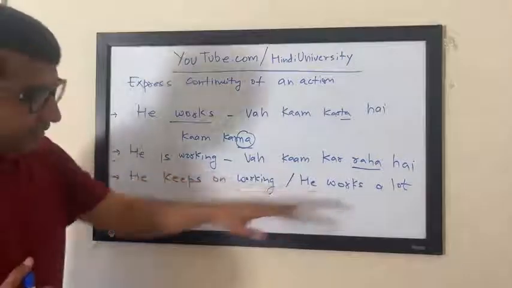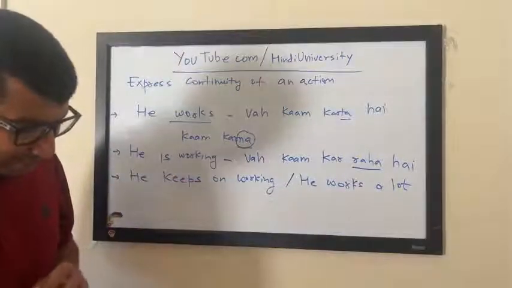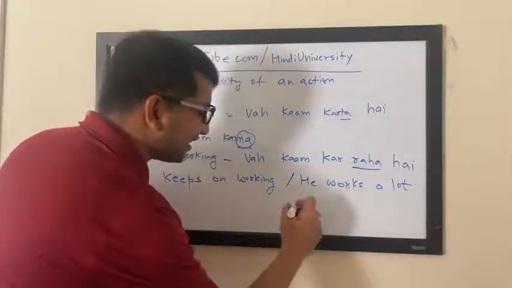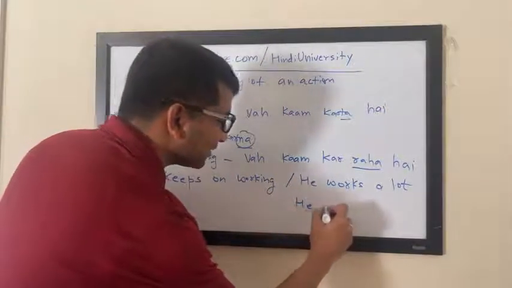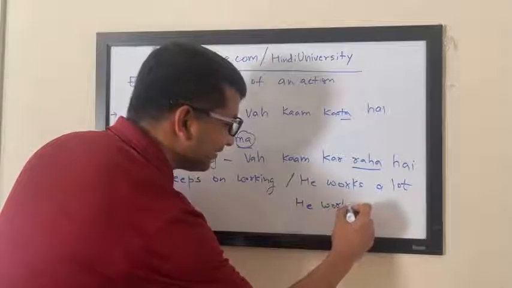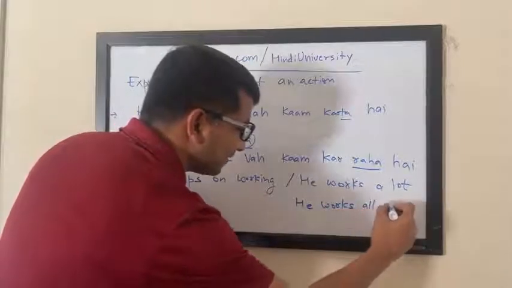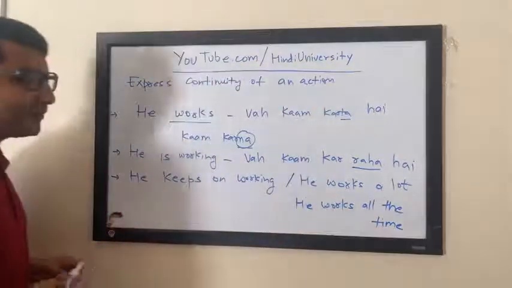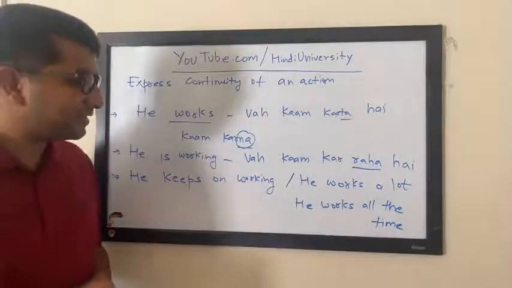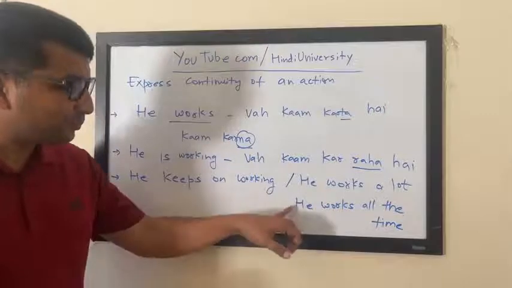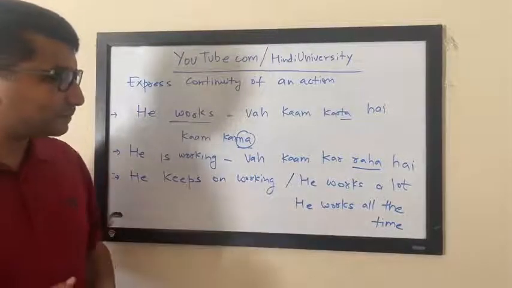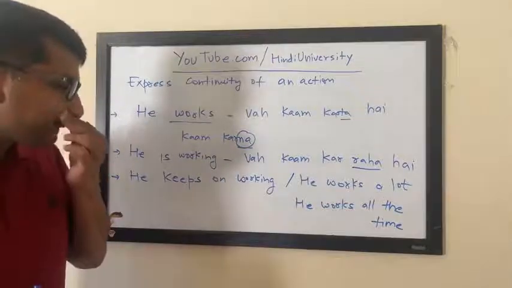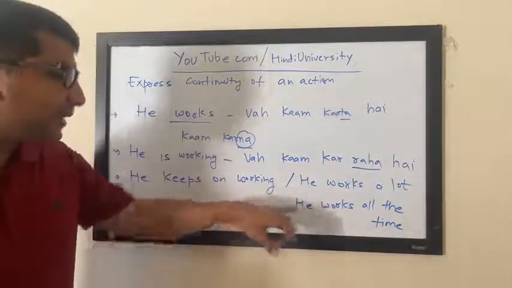But Ashu Ji? Yeah. What about he works all the time? Yeah. He works all the time. Let's put that also here. He works all the time. वह पूरा टाइम काम करता रहता है और पूरे समय काम करता रहता है. Yeah, that's also, again, there are many ways to say the same thing. That is completely okay.